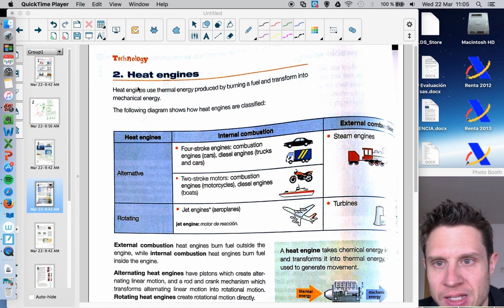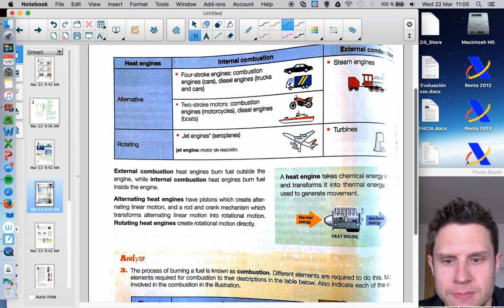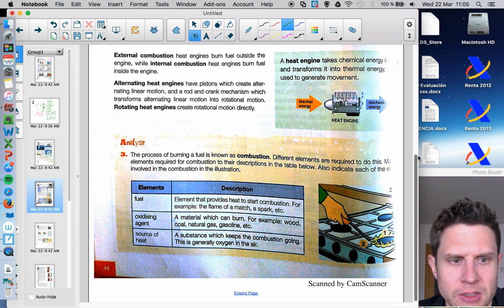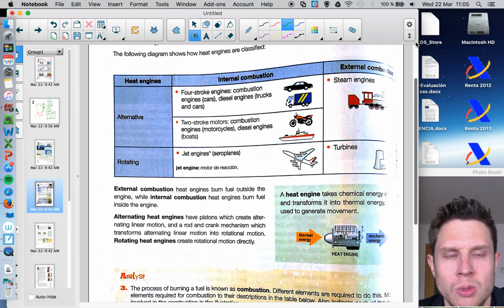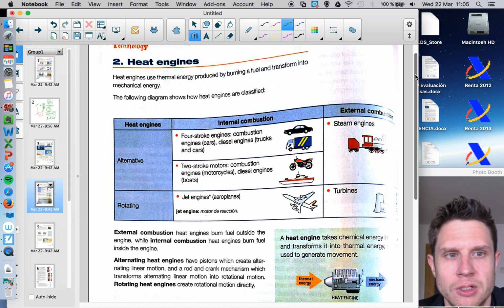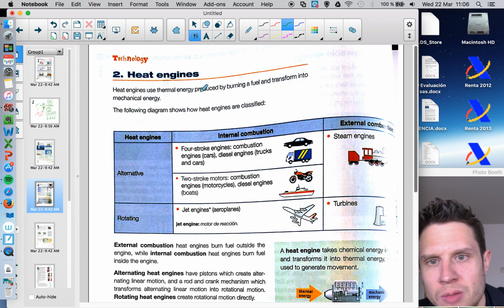We have heat engines. So heat engines are obviously using non-renewable energies. Good, really simple stuff. This page, kind of slowly. Things to learn here. Heat engines use thermal energy produced by burning fuel and transform it into mechanical energy. So we have to change from chemical energy to mechanical energy.